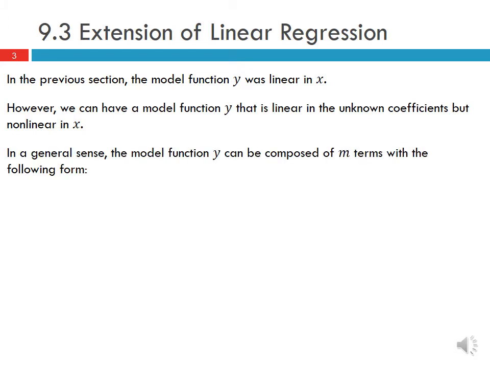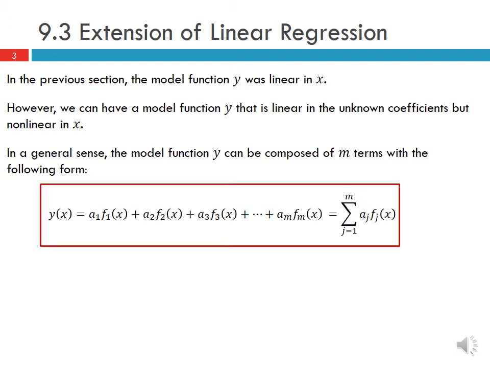So in a general sense, the model function y can be composed of m terms with the following form. So y is equal to a1 f1 of x plus a2 f2 of x plus a3 f3 of x up to am fm of x, or y of x is equal to the sum of aj fj of x. So it's a linear combination of these functions, but each of the functions themselves does not need to be linear in x.